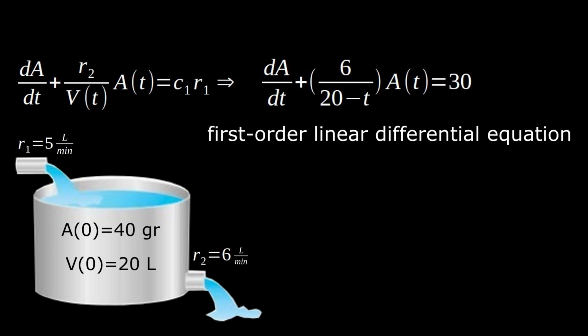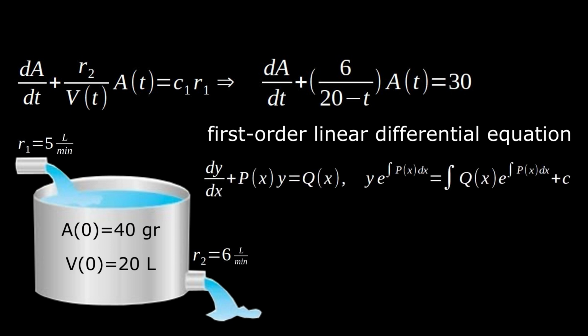And the general solution of this type of equation, dy dx plus p of x times y equals q of x, is y times e to the power of integral p dx equals integral q times e to the power of integral p dx plus c. And that's the general solution of a first-order linear differential equation.